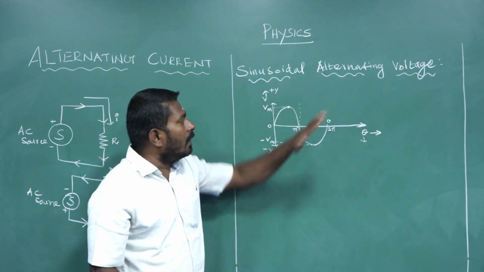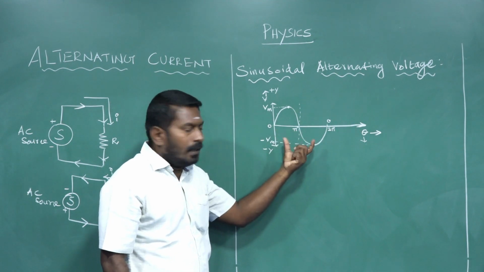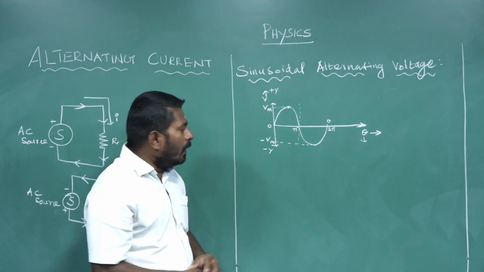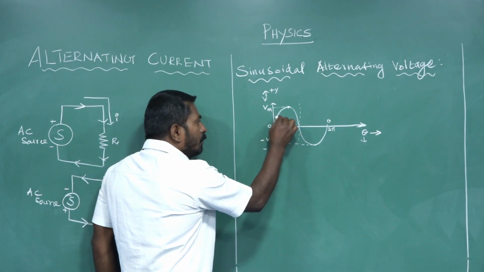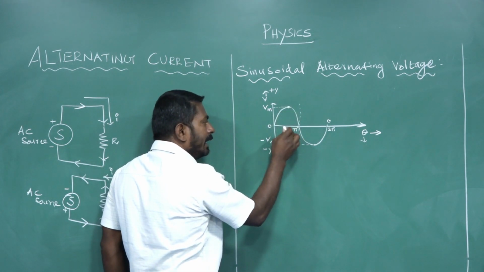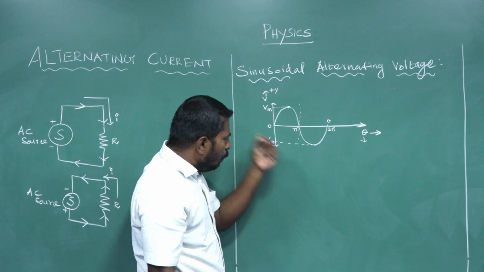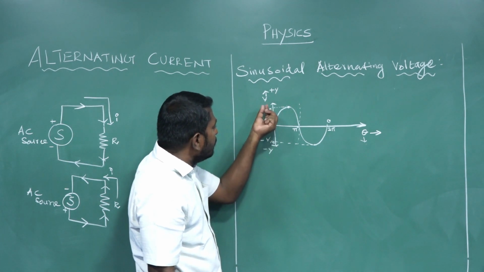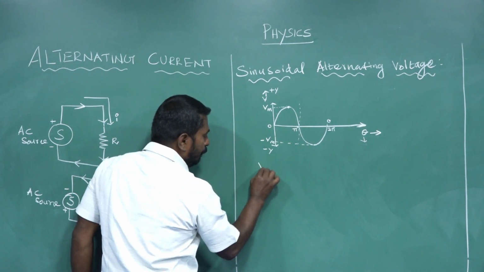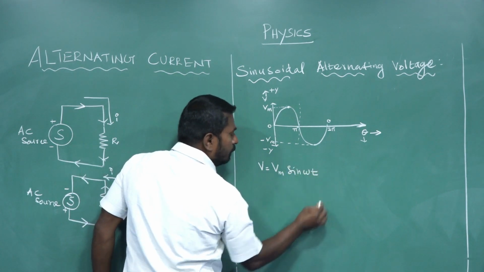Why is it called sinusoidal alternating voltage? If the waveform of alternating voltage is a sine wave, then it is called sinusoidal alternating voltage. At each and every instant the magnitude varies, and at every half cycle the polarity also changes. At every instant, we can represent the alternating voltage by one simple expression: V equals Vm sine omega t.